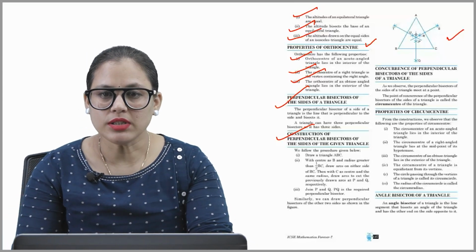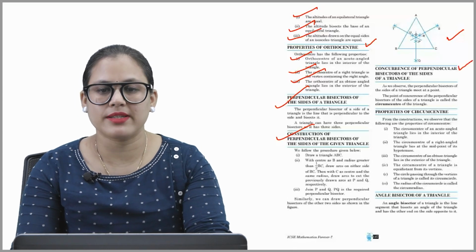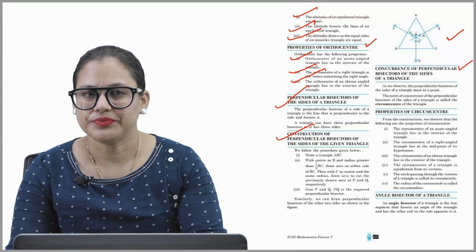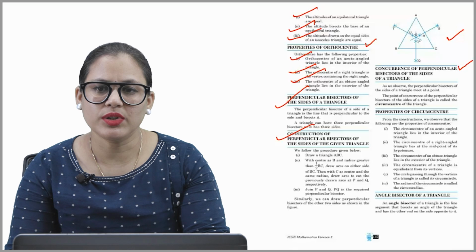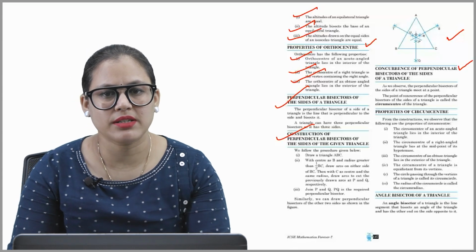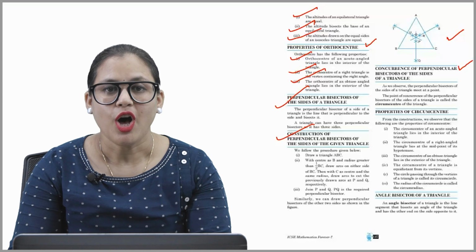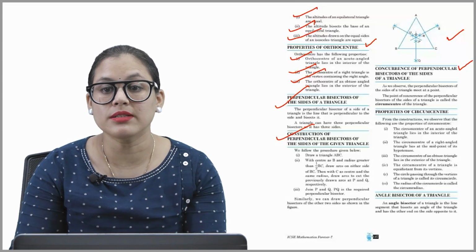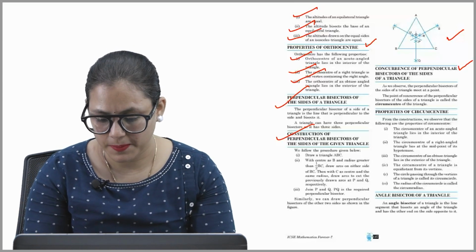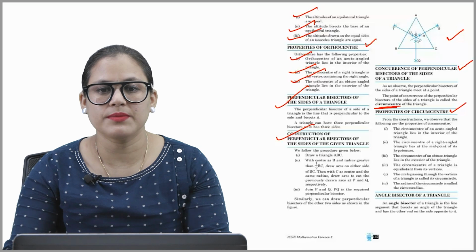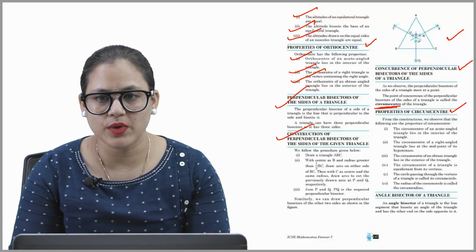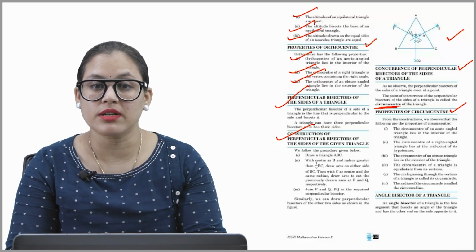Concurrence of perpendicular bisectors of the sides of a triangle. As we observe, the perpendicular bisectors of the sides of a triangle meet at a point. The point of concurrence of the perpendicular bisectors of the sides of a triangle is called the circumcenter of the triangle. Now, properties of circumcenter. From the constructions, we observe that the following are the properties of circumcenter.